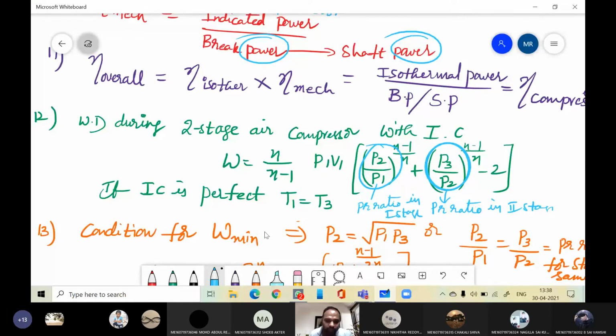Okay, so the condition for minimum work says that the pressure ratio per stage is always equal. If there are n number of stages, P2 by P1, P3 by P2, P4 by P3, P5 by P4, in such a way, all pressure ratios can be equated. If you know the suction pressure and delivery pressure, you can calculate the intermediate pressure. Out of these three, if you know any two, the rest of the pressure can be calculated by using this formula.